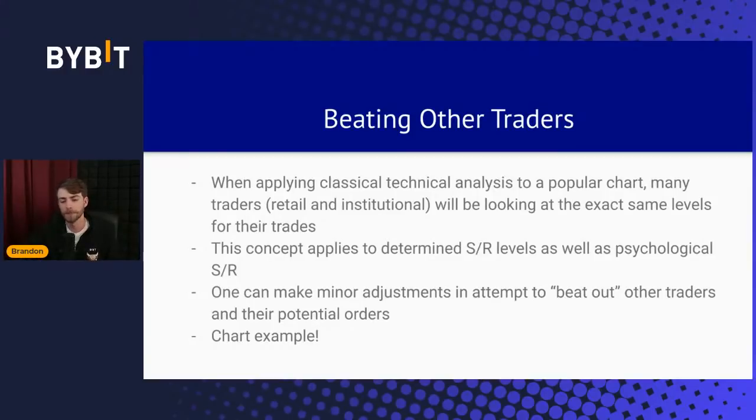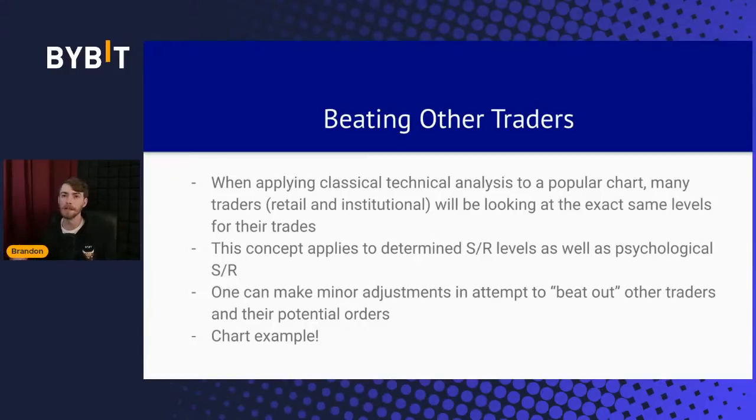Whenever you're looking at a chart, let me run through the slide first. Whenever you're applying classical technical analysis to a popular chart, many traders, both retail and institutional, basically any trader using technical analysis, will be looking at a lot of the exact same levels for their trades. So if there's 100,000 traders out there, and 5% of them are looking at Bitcoin, and maybe another 20% of them are looking at the same level you're looking at, that's a lot of traders, and they're going to be setting up orders. Not necessarily stacking up the order book, because they can set stop limits that are hidden until we hit those prices. You can basically predict that at those popular levels of support and resistance, ones that are very obvious, or psychological levels, other traders will also be setting their sell targets and stop losses at those same levels.